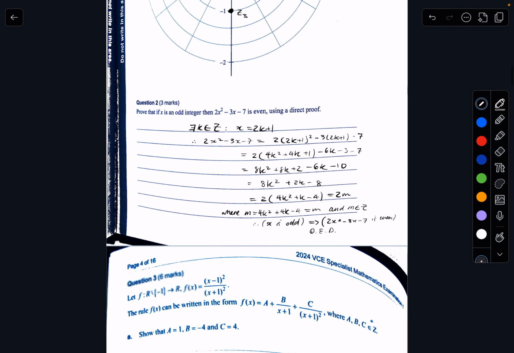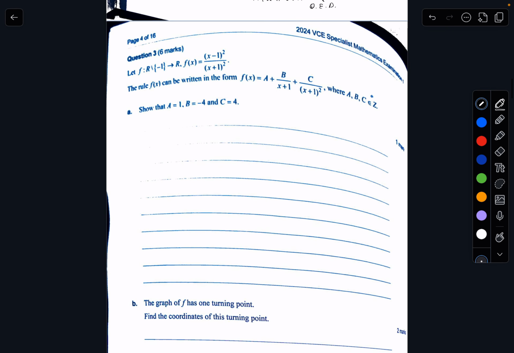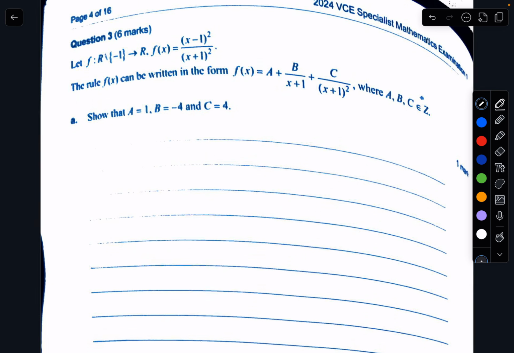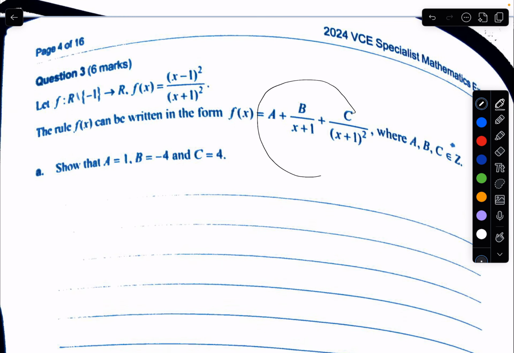Okay. So we've got this here, which is a function equation, and we've got to use partial fractions. All right. So yeah, they've actually given you the partial fractions form, which is nice. So what we can say is, well, they told us that it can be written in that form.